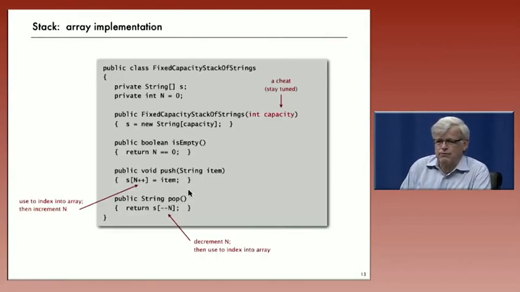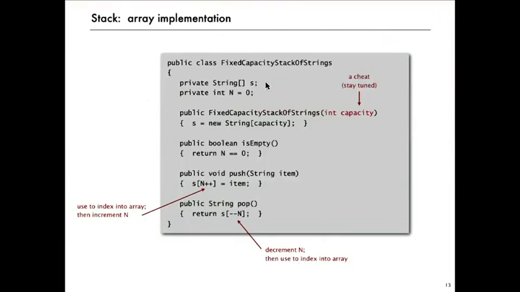All right, so here's the full implementation of stack using an array to represent the stack. Now we have an instance variable, which is an array of strings, and our variable n, which is both the size of the stack and the index of the next open position on the stack. This one has a constructor, and the constructor creates the array. Now, we're cheating in this implementation to keep it simple, and we'll take care of this cheat in a little while, by requiring the client to provide the capacity of the stack.